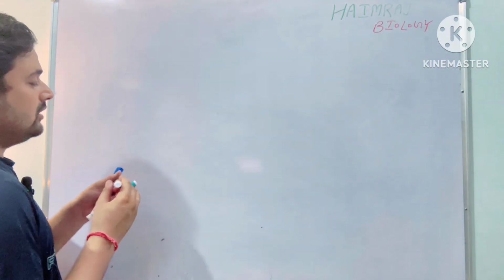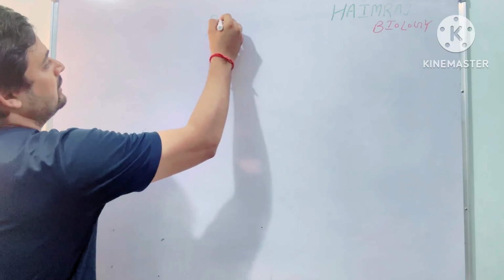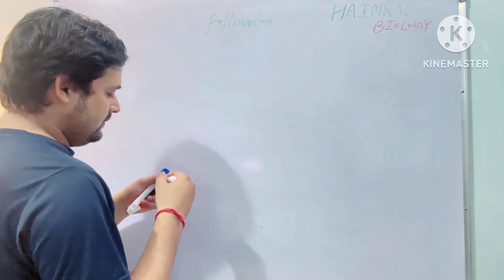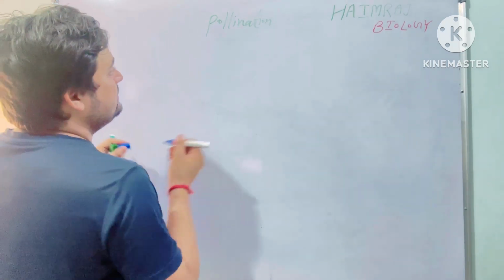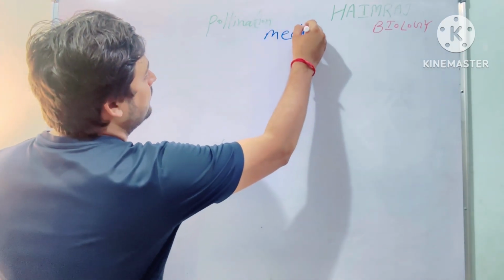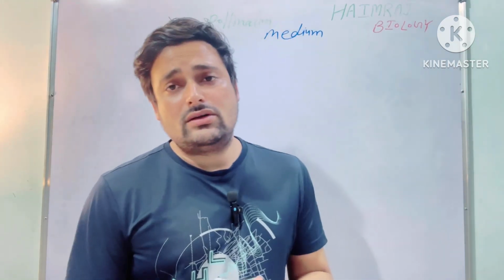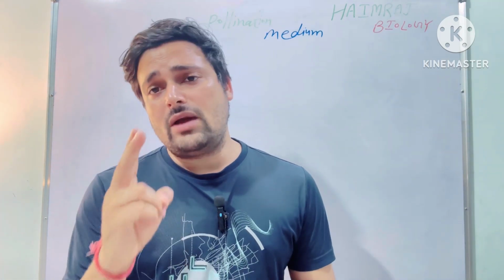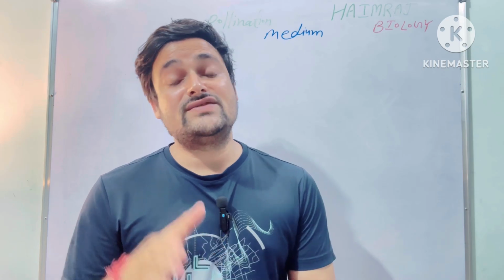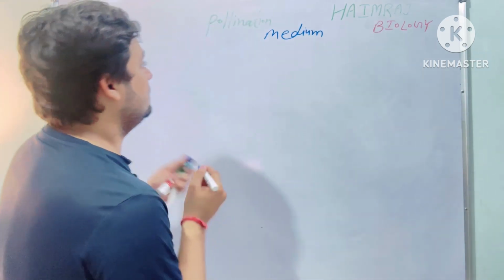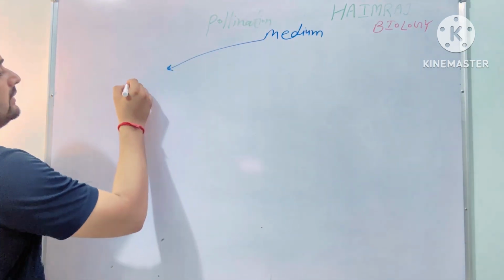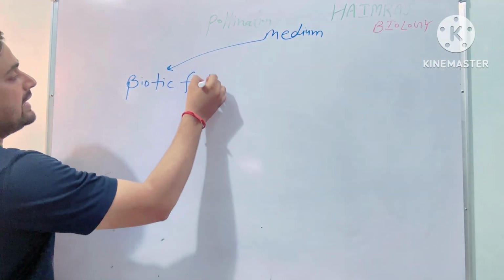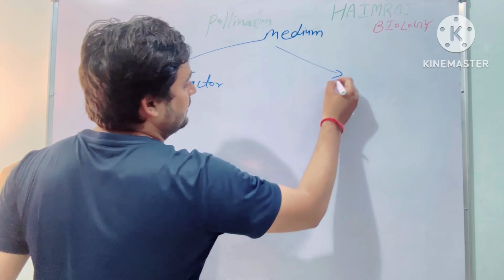In this topic, we are going to study pollination medium. What does it mean? Pollination medium means what type of factor can help in this process. So two types of factor can help in this process. First one is biotic factor and second one is abiotic factor.